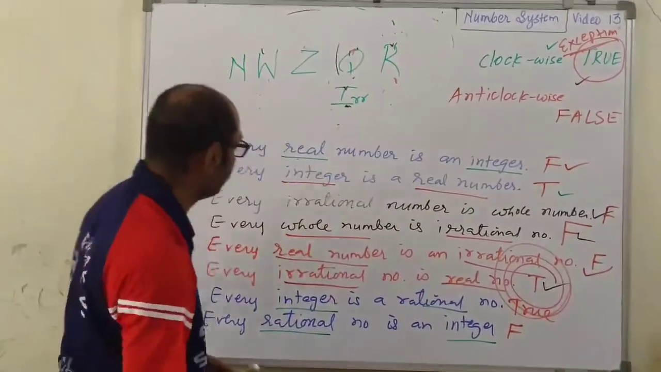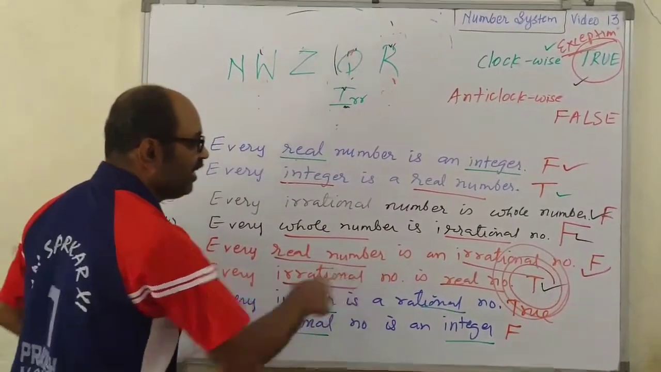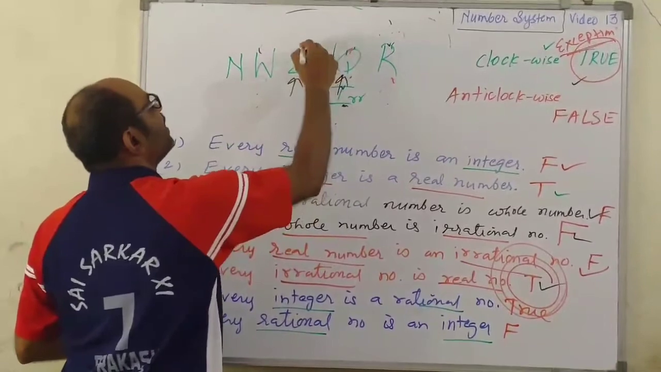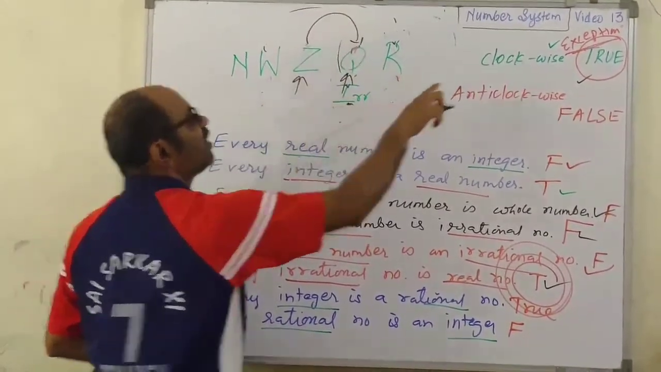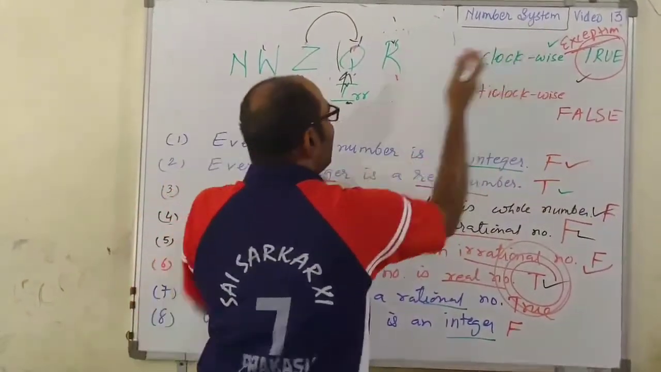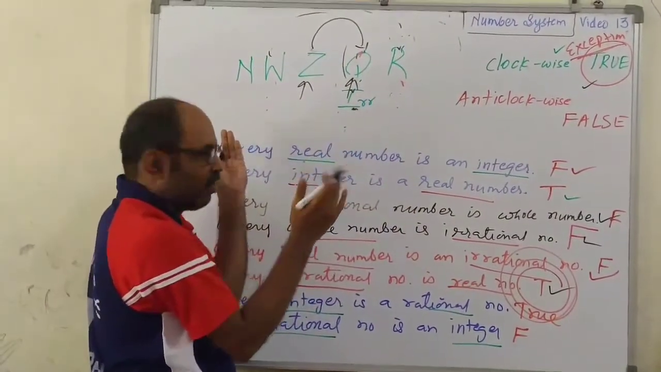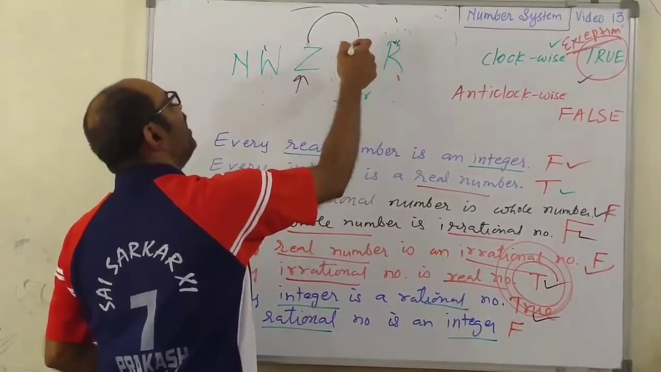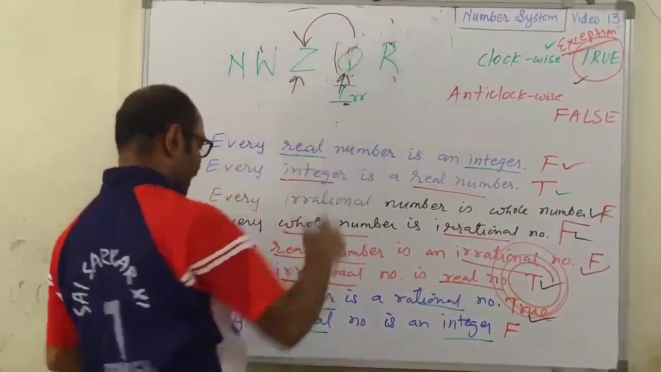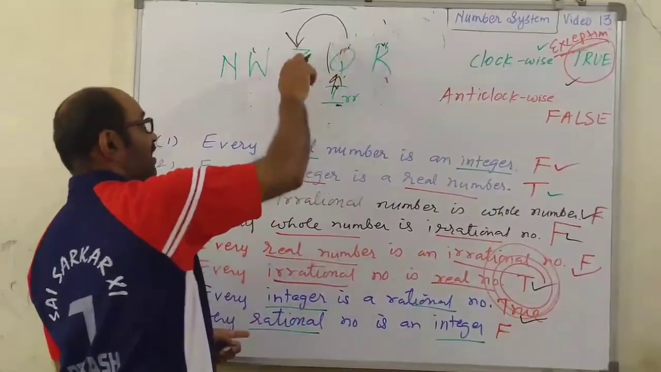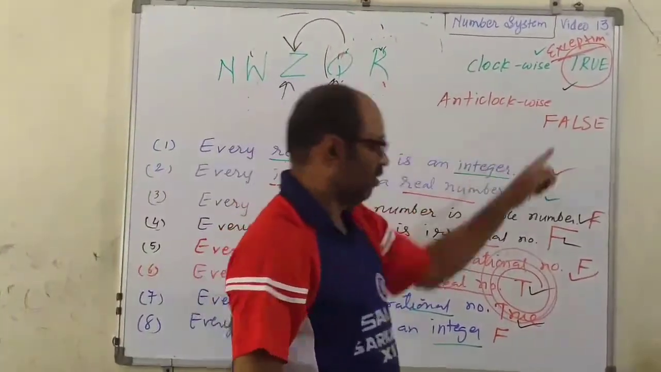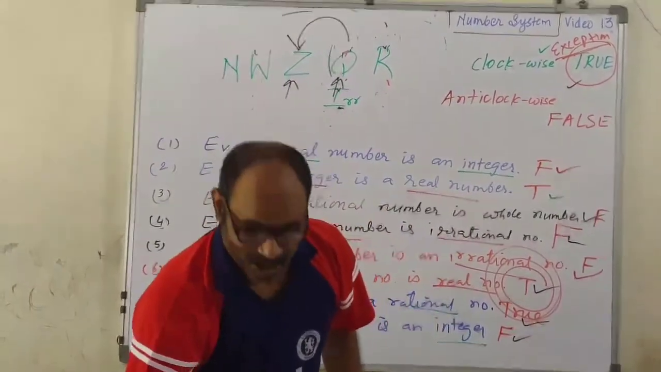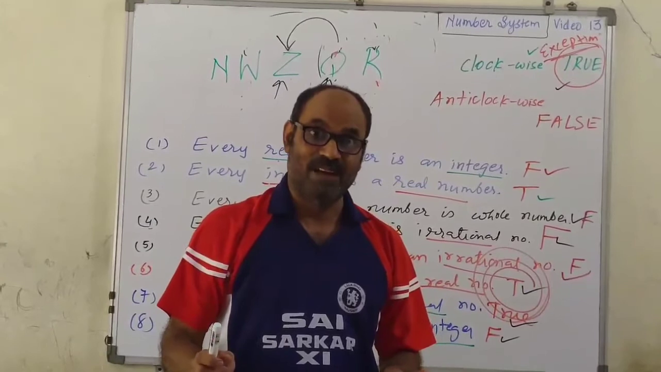Now next, every integer is rational. Here is integer, here is rational. Integer is rational. This is clockwise. Clockwise is true. You don't need to check the exceptional case because irrational numbers are not involved. So every integer is rational is true. And every rational number is an integer, the converse, is anti-clockwise. Anti-clockwise, the statement is false. I hope you understood, children. All right. So here we end our chapter.